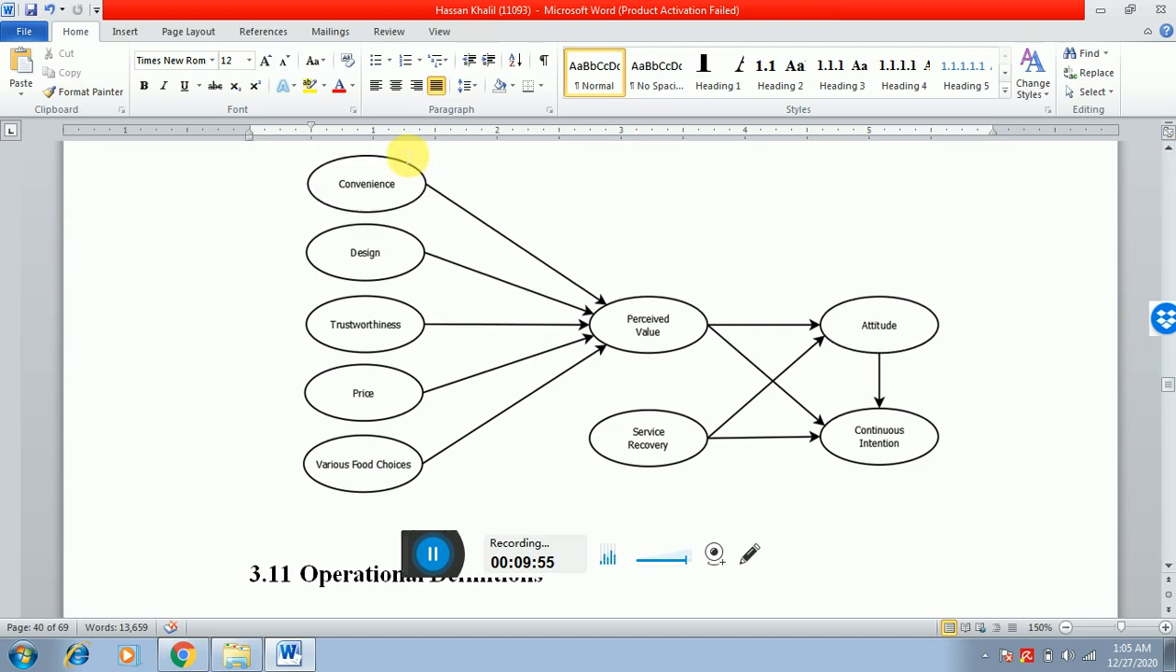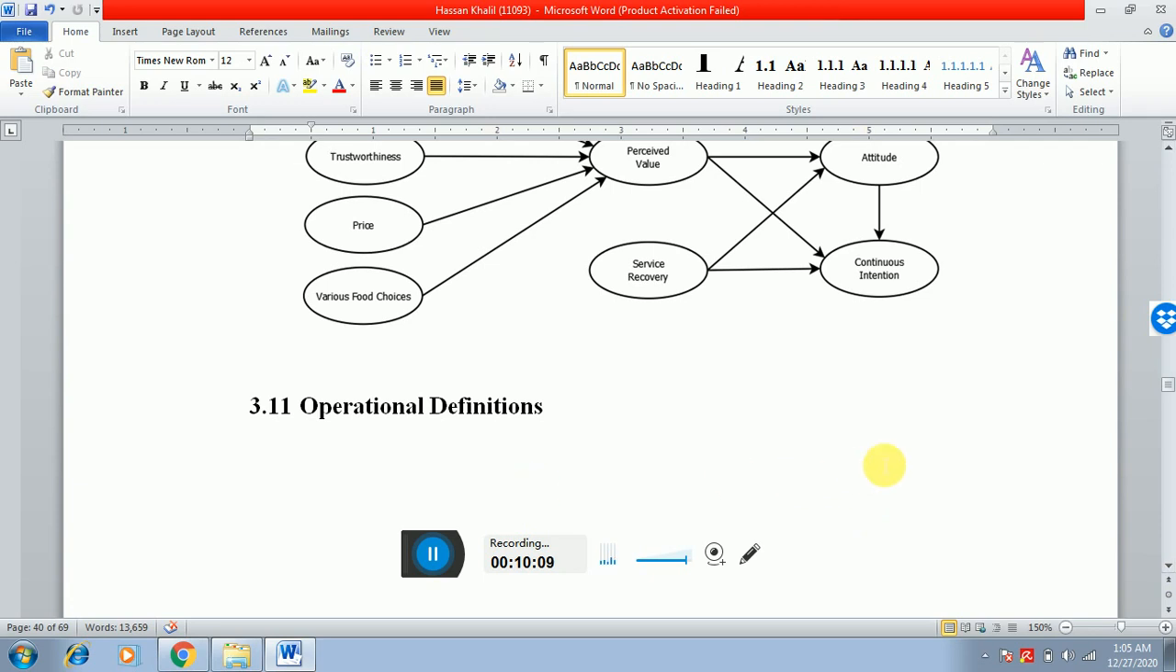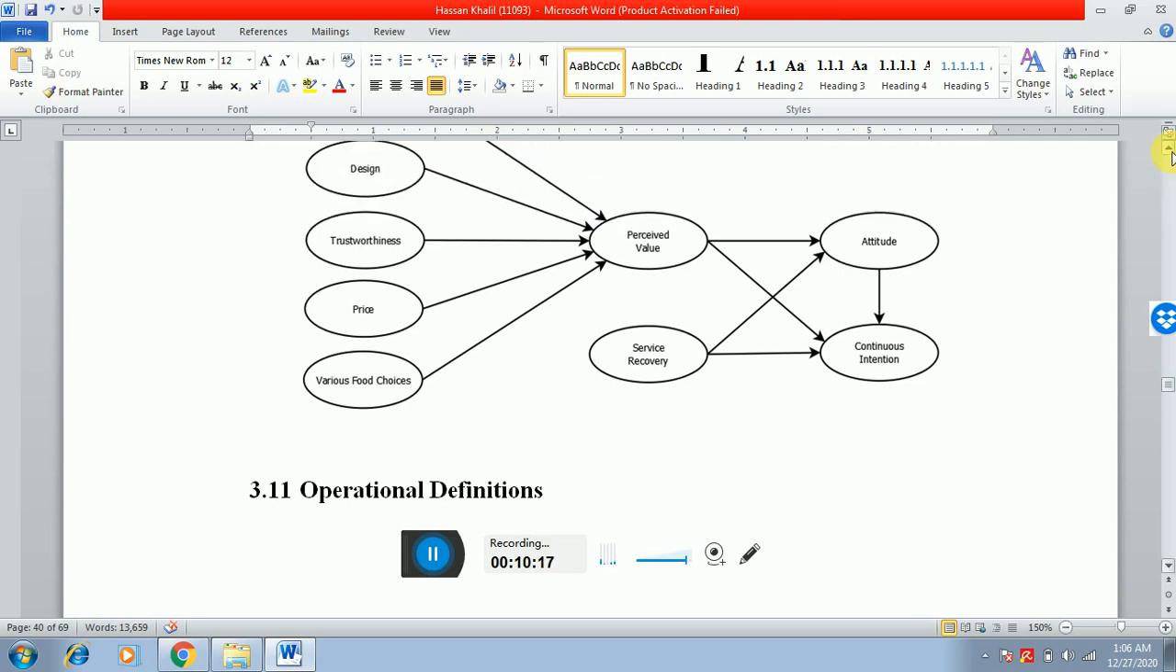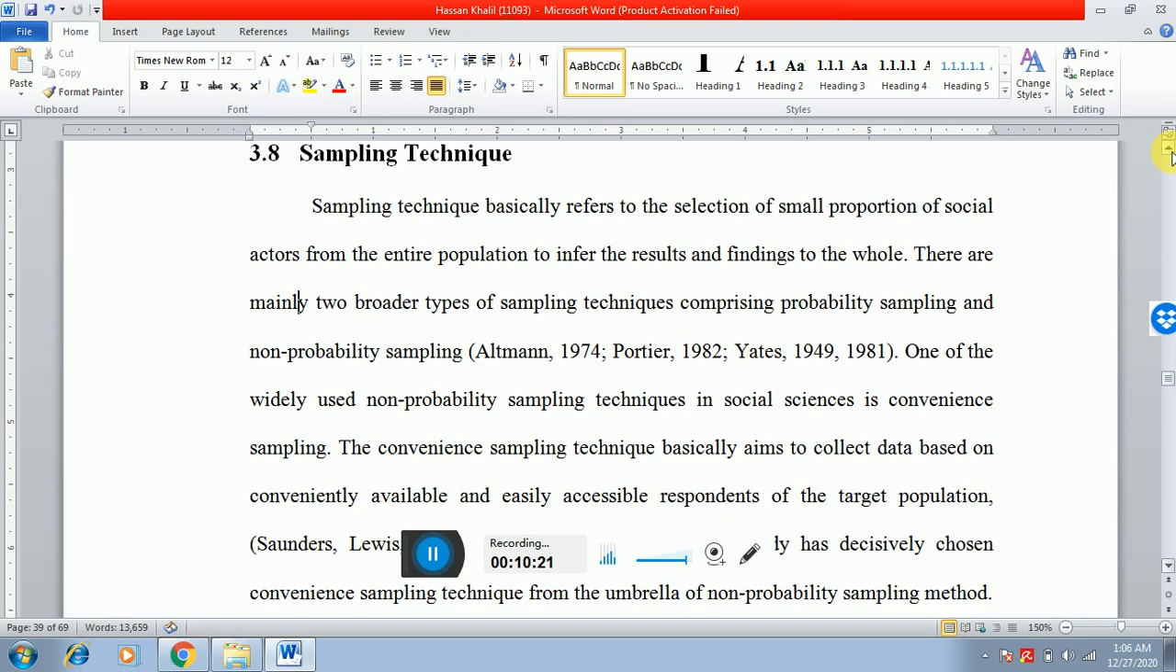Let's suppose this is the model, you have to provide the definition of convenience under this section, operational definitions, then design, then trustworthiness, then price, then various food choices, and so on. In 3.11 you have to provide the operational definitions of each variable, whether it is independent, whether it is mediator, with citations. All right, so that's about literature chapter number 3.